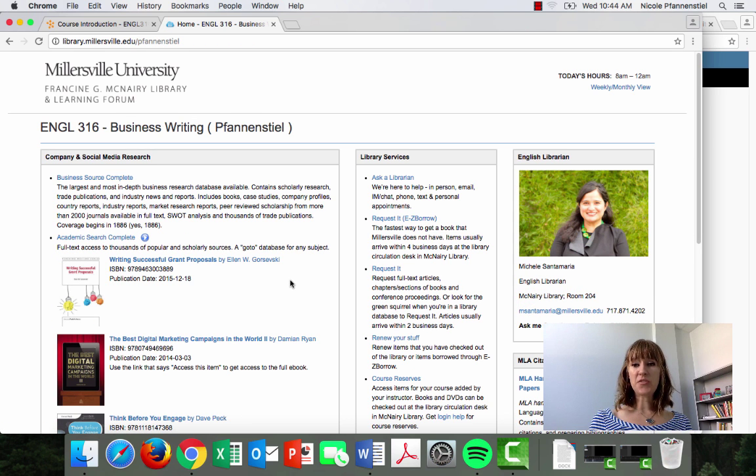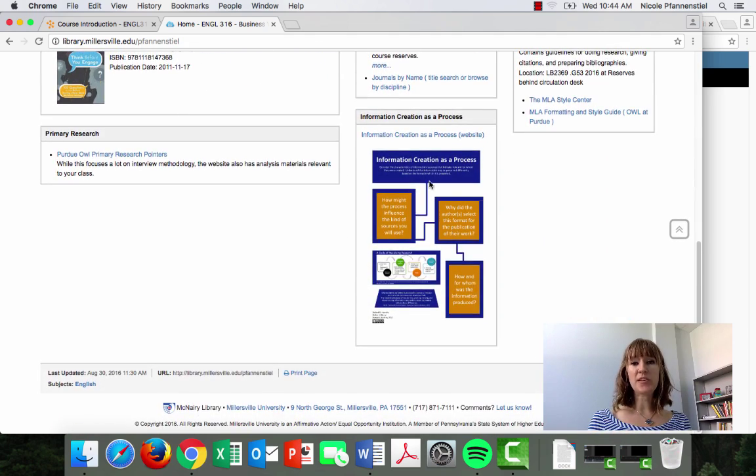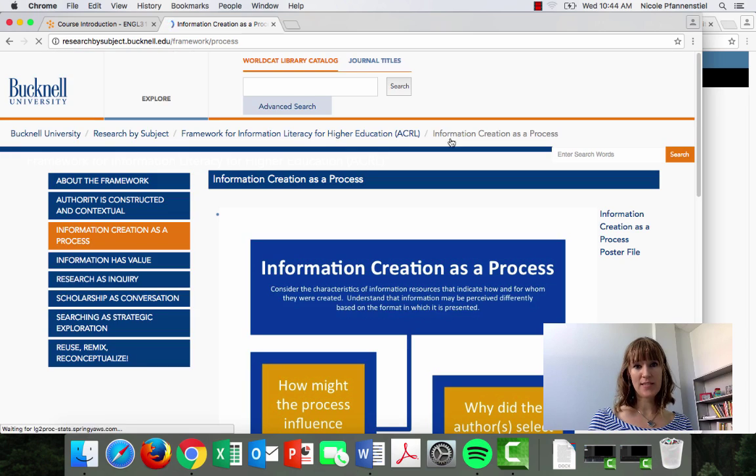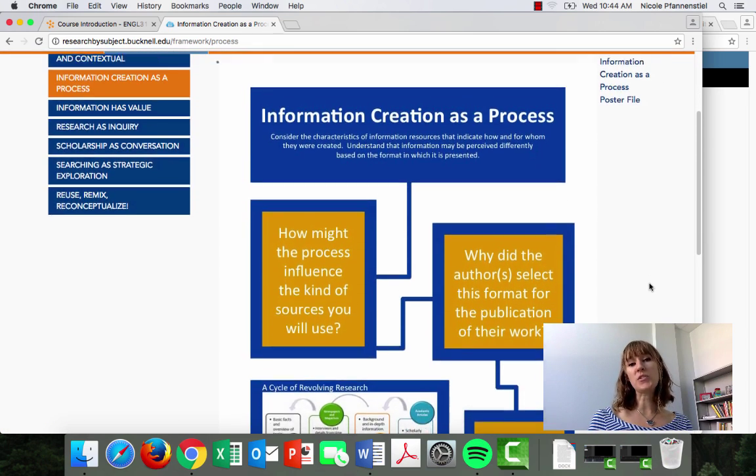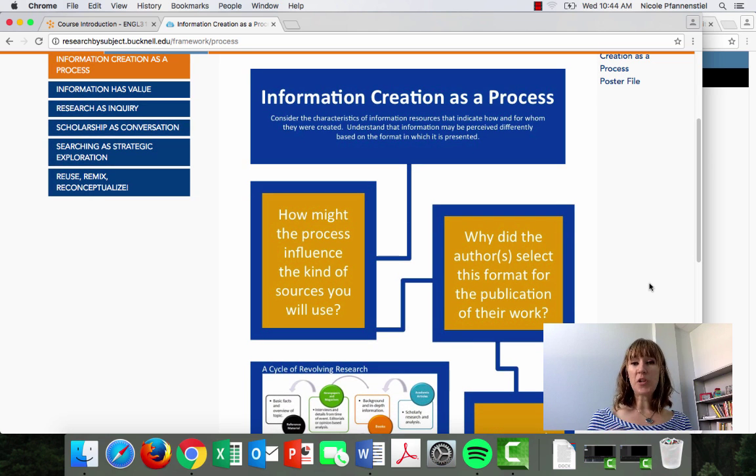All of this information is very helpful, but what we're going to focus on right now is this information creation as a process. When we talk about information creation as a process, what we're talking about is the way we develop our thesis, the way we research information to support the points in our paper, the kinds of information that we find to support that particular paper, and how that paper looks when we submit it to that particular discipline. All of those have very specific ideas behind them.